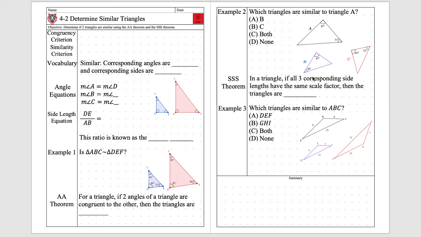This is Geometry Lesson 4-2, Determine Similar Triangles. This is what we're up against.